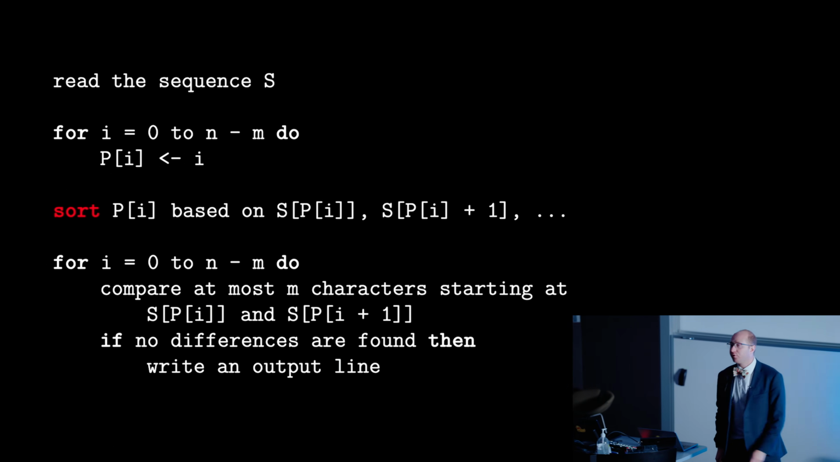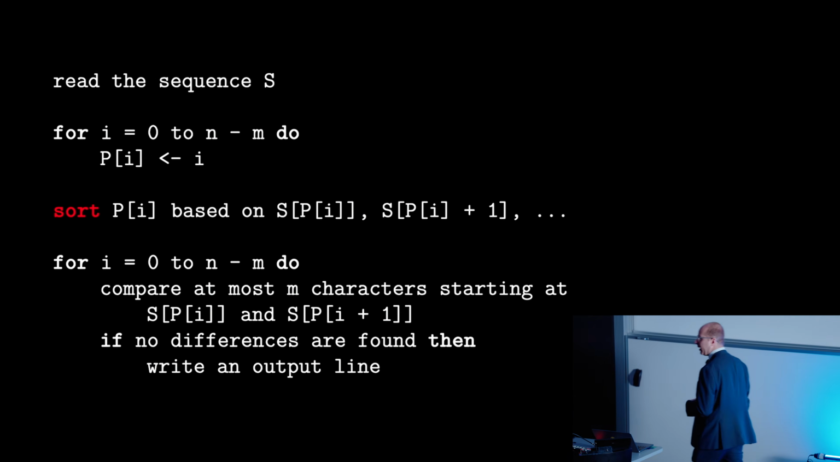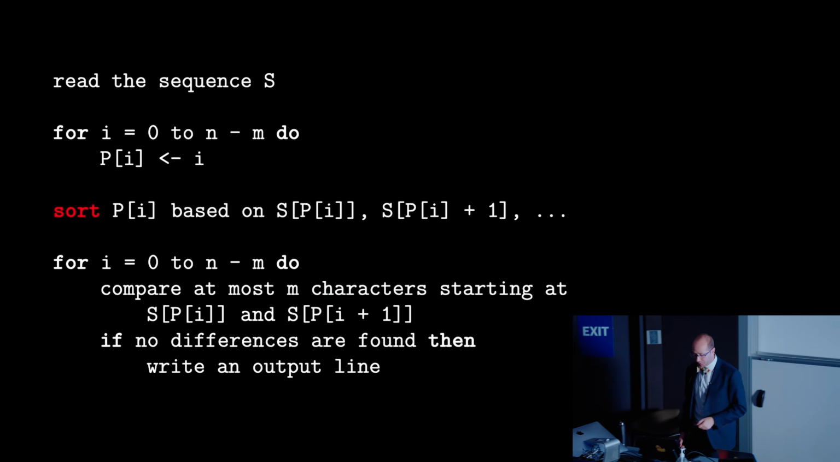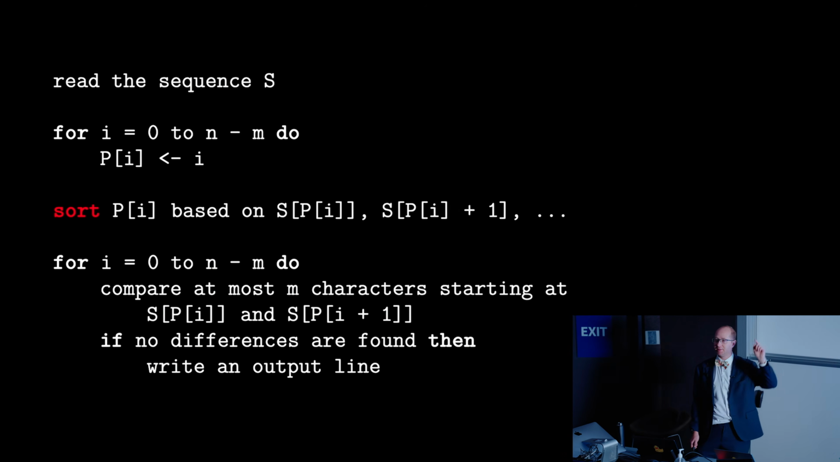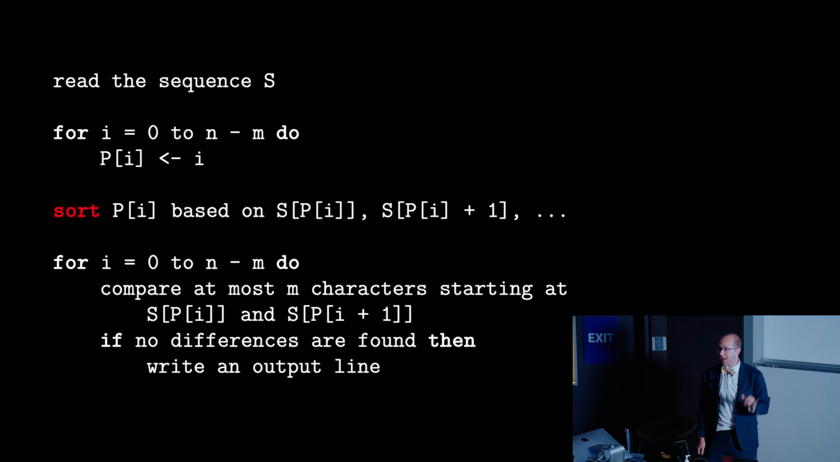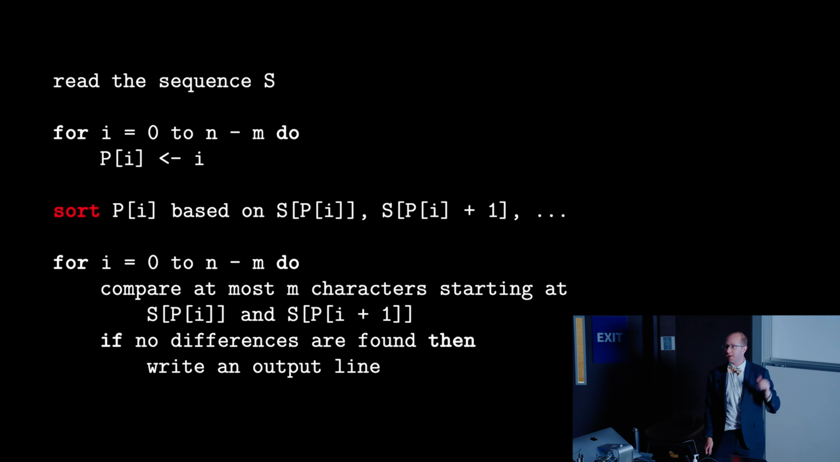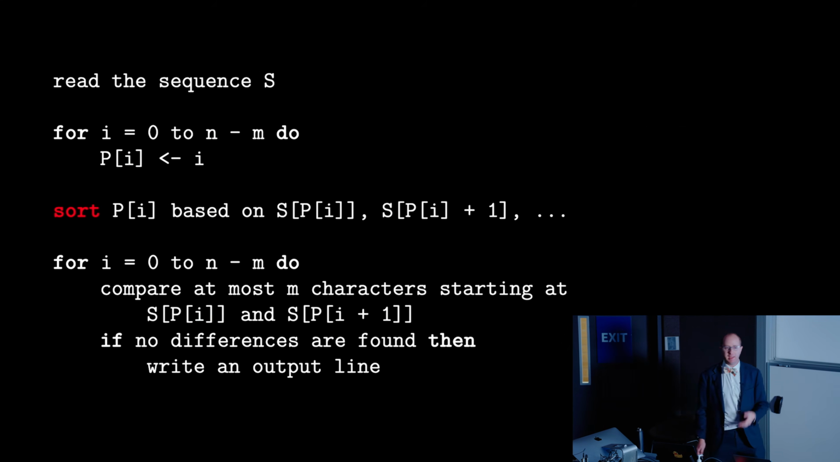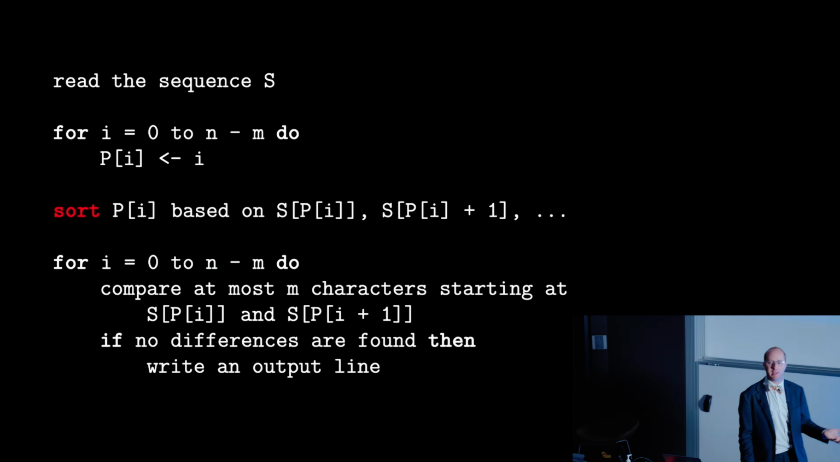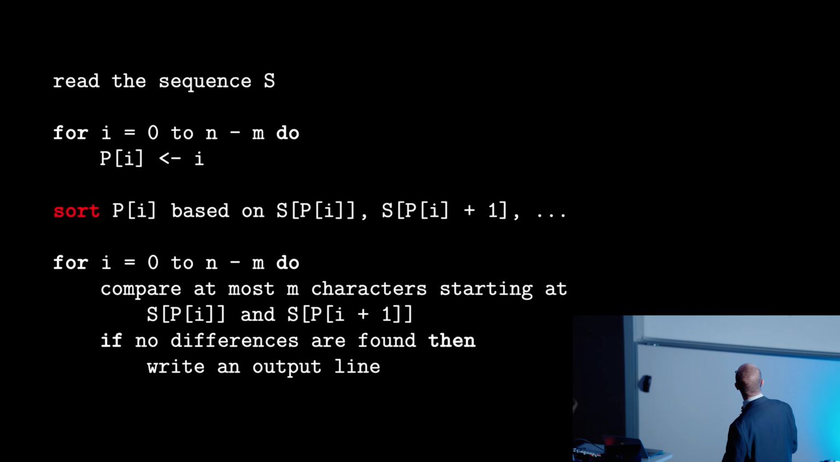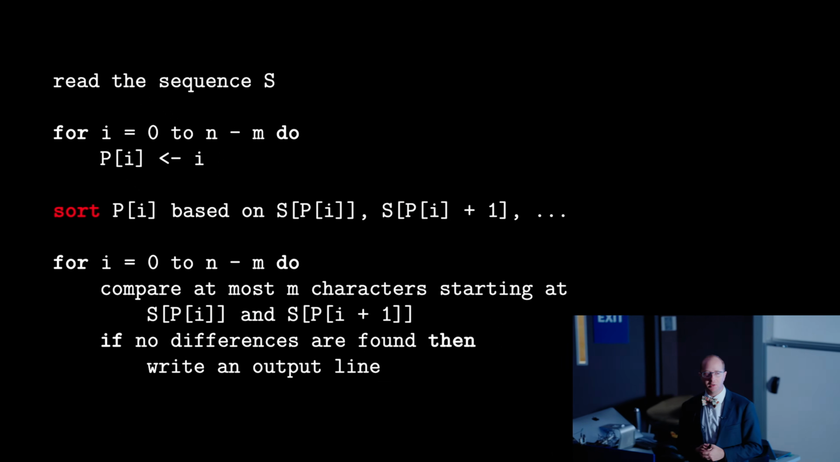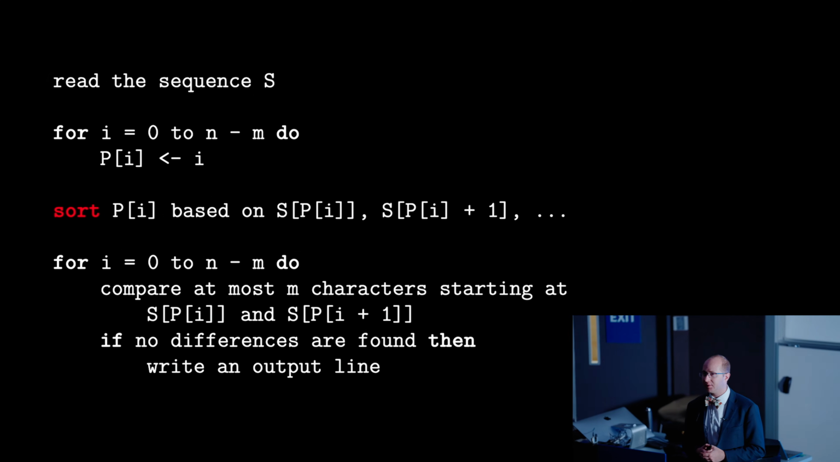And then from i equals 0 to n minus m, which is just the size of the table, compare at most m characters starting within our right column. And so that's our S array there. Same thing as before: if there's no difference found, then write an output line. That means the 2 substrings actually match. Now, one thing that we didn't discuss earlier is why we're only going to n minus m instead of n.